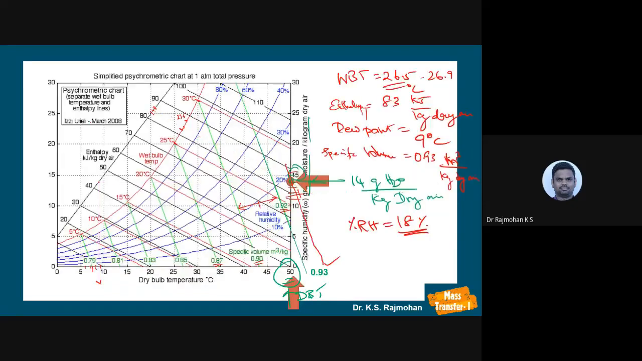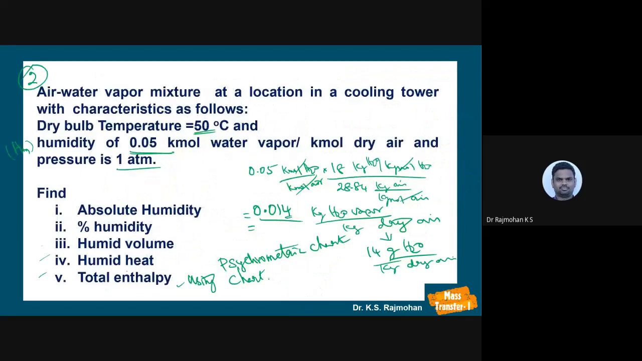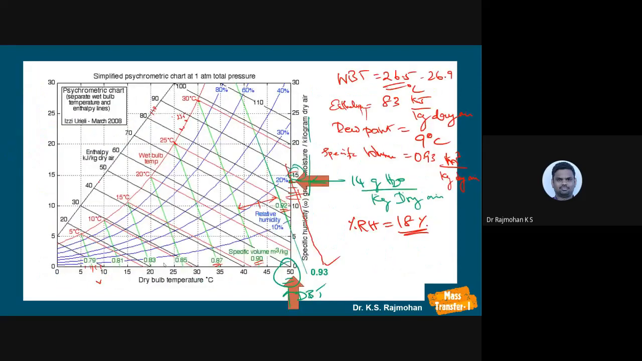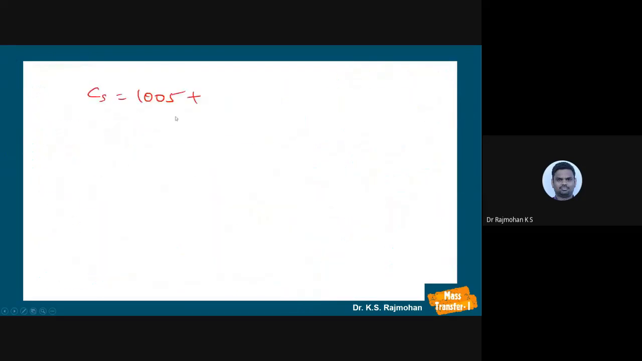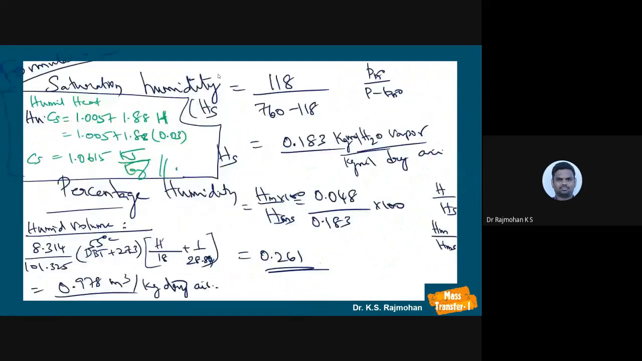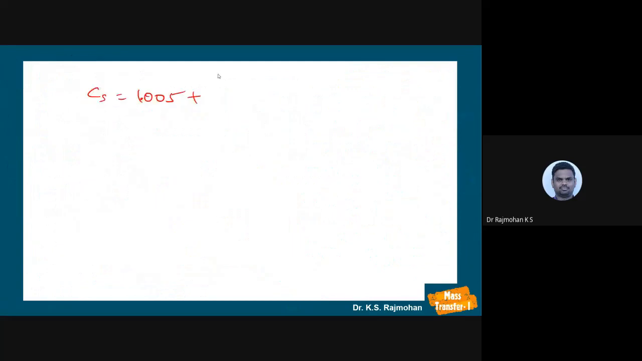So you can find what other parameters are asked here. We have found the total enthalpy using the chart. The others are humid heat, humid volume, percentage humidity, and absolute humidity. Humid heat you can determine using the formula. What is the humid heat formula? In the previous problem also I showed you, it is 1.005 plus 1.88 into H. The same we can use: 1.005 plus 1.88 into H. This should be in kg per kg.